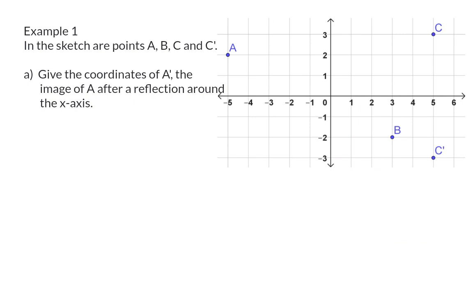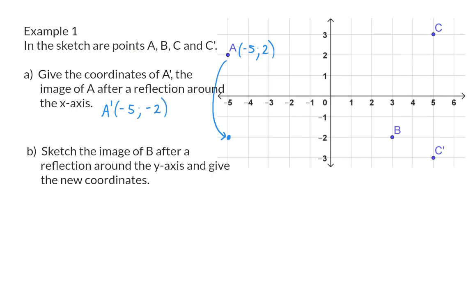Example 1. In the sketch are points A, B, C, and C prime. Question A. Give the coordinates of A prime, the image of A after reflection around the x-axis. At the moment, we know point A is at -5, 2. If we reflect it around the x-axis, the image will be below the x-axis. That means the sign of the y value will change, and A prime will be at -5 and -2.